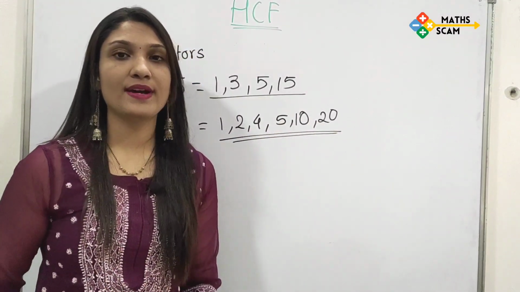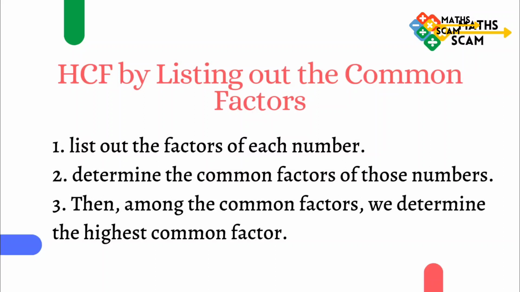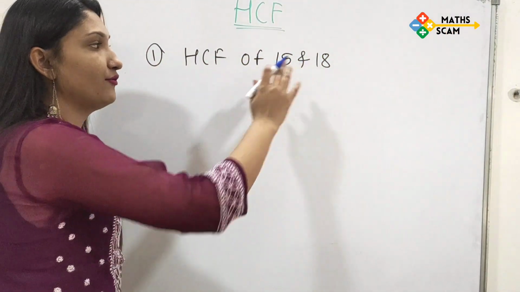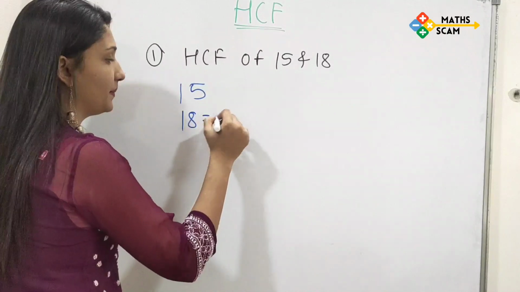Okay, now we will find how to find HCF. In this method, we list out the factors of each number and determine the common factors of those numbers. Then, among the common factors, we determine the highest common factor. Let's understand this method using an example. Find the HCF of 15 and 18. So first we need to find the factors of 15 and 18.